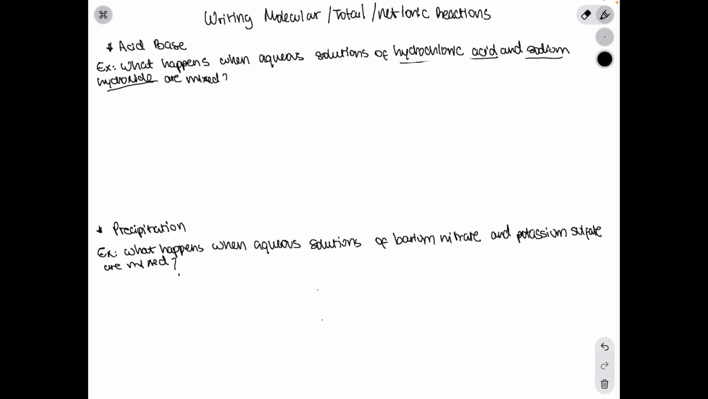So here's an example of what happens when aqueous solutions of hydrochloric acid and sodium hydroxide are mixed. First of all, the first equation that we're going to write is the molecular equation. So first we're going to write hydrochloric acid. Hydrochloric acid is HCl, which is H plus and Cl minus.